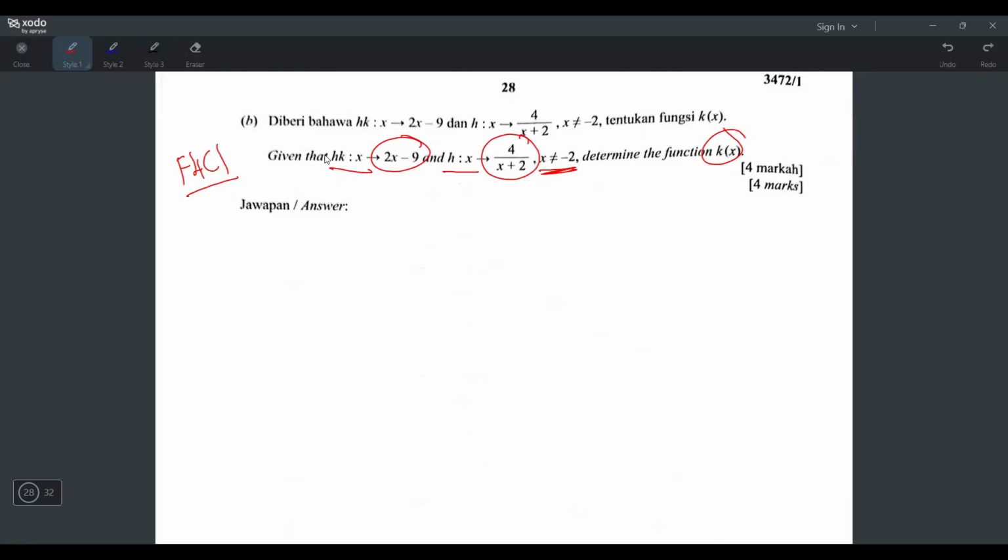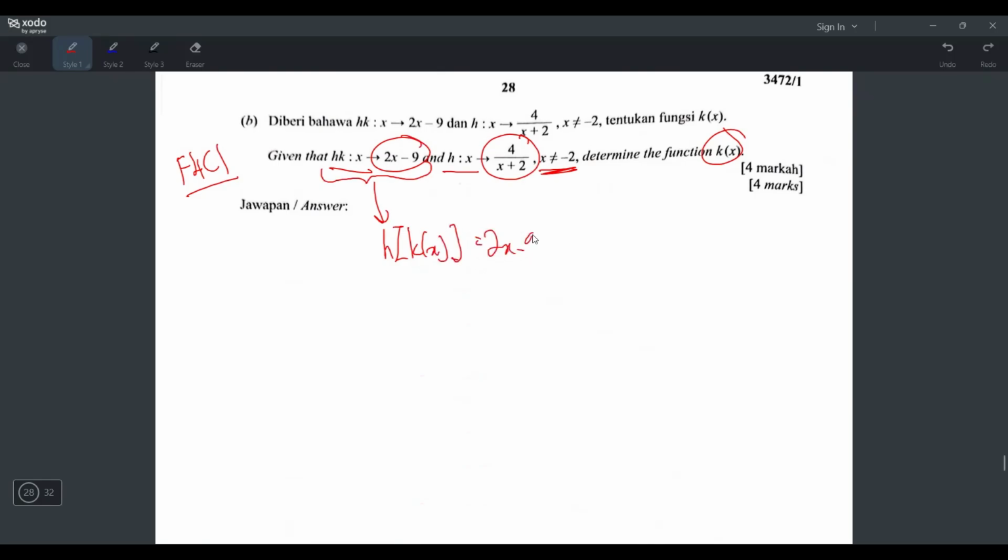So I'll show you how I do this question. You can see they give us a composite function hk(x). Then this one is the single function h(x), and we want to find k(x). You need to start with the composite function. So let's write down the composite: h(k(x)) equals 2x minus 9.